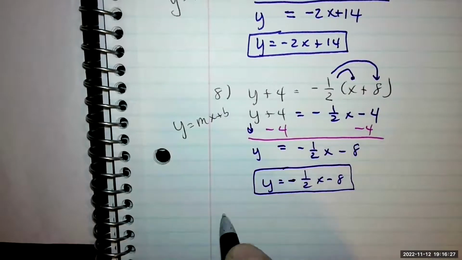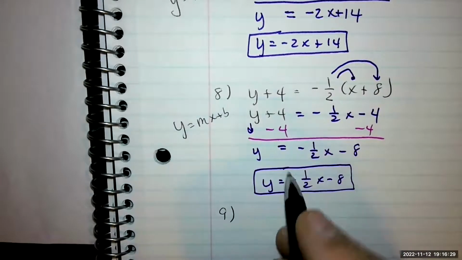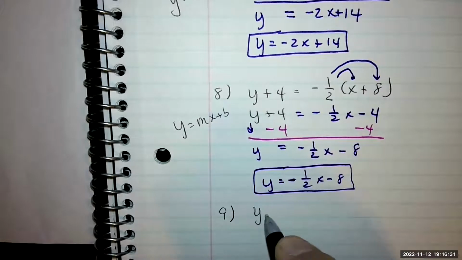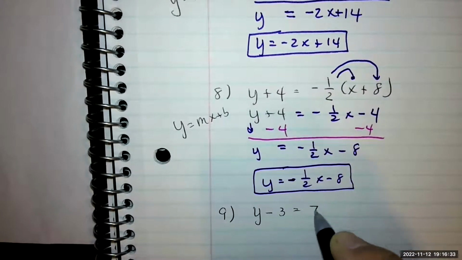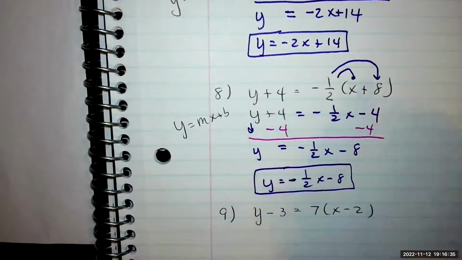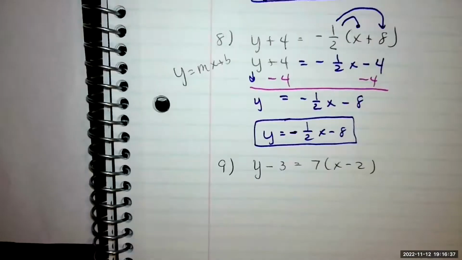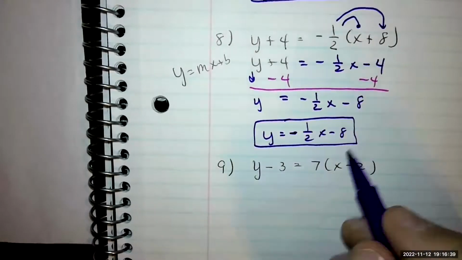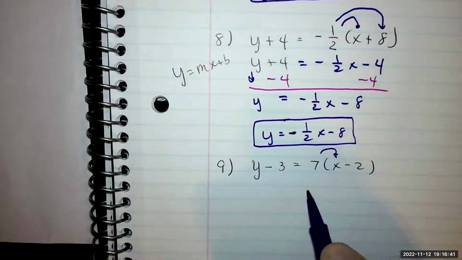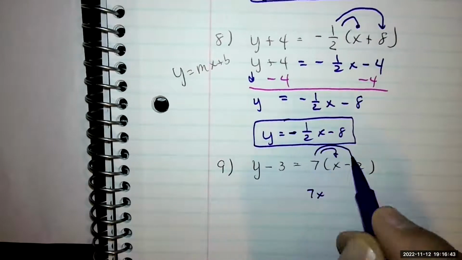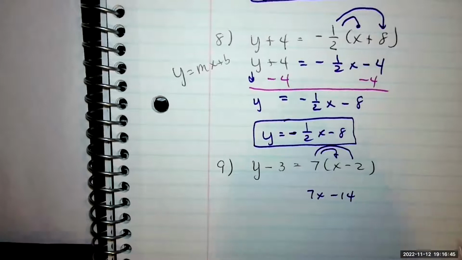Number 9. All right, so here we go again. Distribute, of course. So 7 times x is 7x. 7 times a negative 2 is a negative 14.